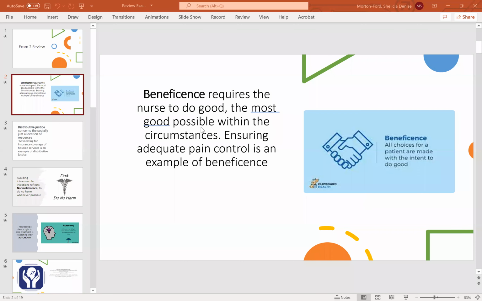Okay. Beneficence requires that the nurse do good, the most good possible within the circumstances. You want to ensure adequate pain control. An example is ensuring adequate pain control. This is an example of beneficence. All choices for a patient are made with the intent to do good. And you may have some outcomes that people might not like, but given the circumstances, you did good, the most good possible.